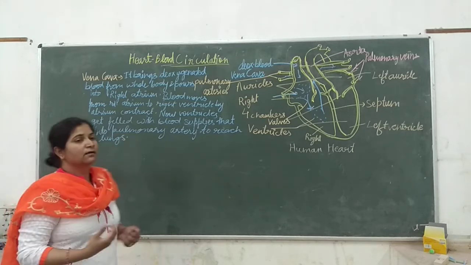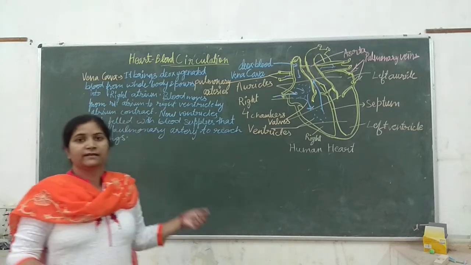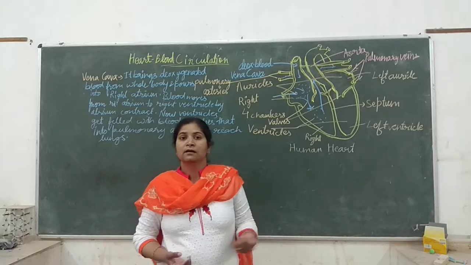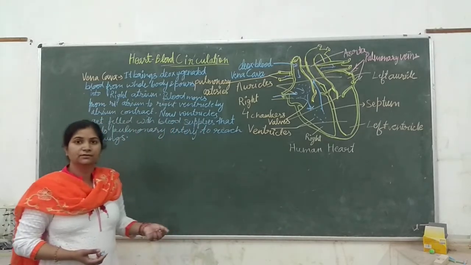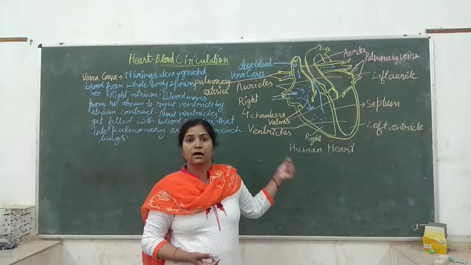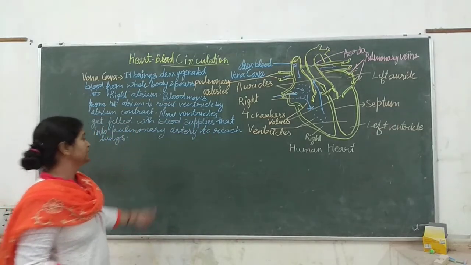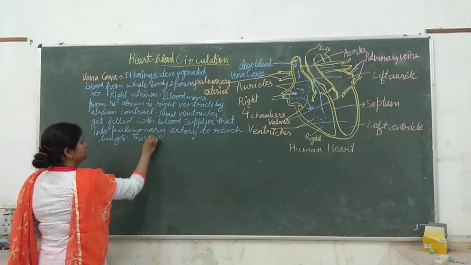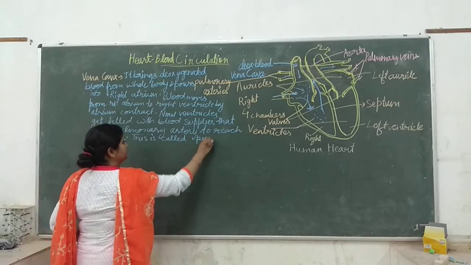So this circulation starts from the body, collects the blood through the vena cava and fills the right atrium. From the right atrium it goes into the right ventricle by muscular contraction, and now from the right ventricle it moves to the pulmonary artery to reach the lungs. This is the first circulation, called pulmonary circulation.